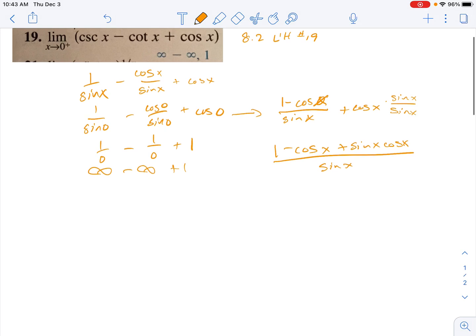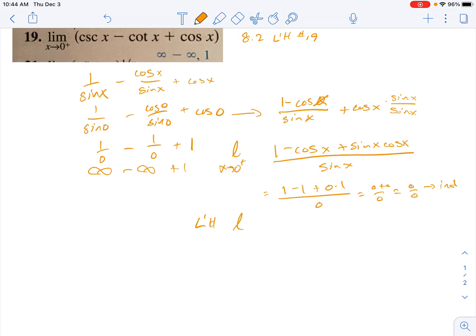And so now let's go ahead and evaluate the limit as x goes to 0 from the right of this. If we evaluate that, we get 1 minus the cosine of 0, which is 1, plus the sine of 0, which is 0, times 1, all over 0. And so you get 0 plus 0 over 0, so you get 0 over 0, and that, of course, is an indeterminate form, and we can L'Hopital right away.